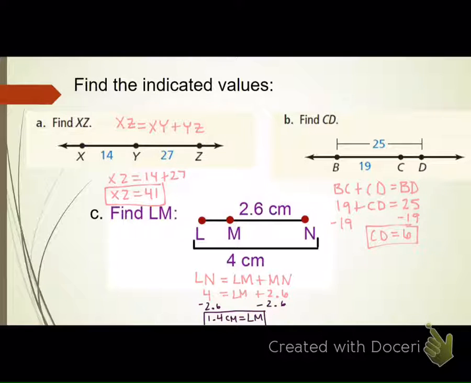Okay, same thing here. We know the whole length is 4. We don't know what LM is, but we know this is 2.6. So what plus 2.6 will get us to 4? 1.4. So you can just subtract those two. Good. And if you ever need me to go back and say it, just tell me. It doesn't bother me, okay? Are we all good now?